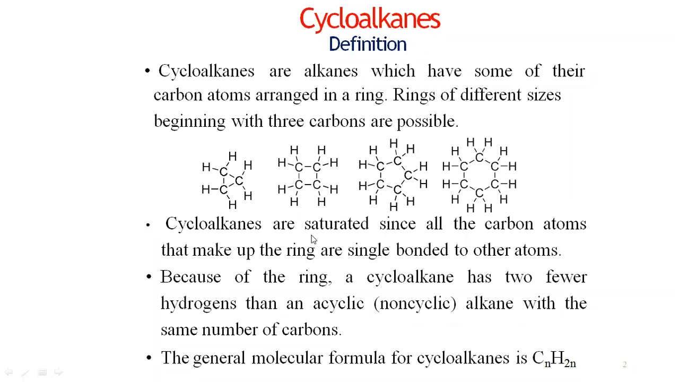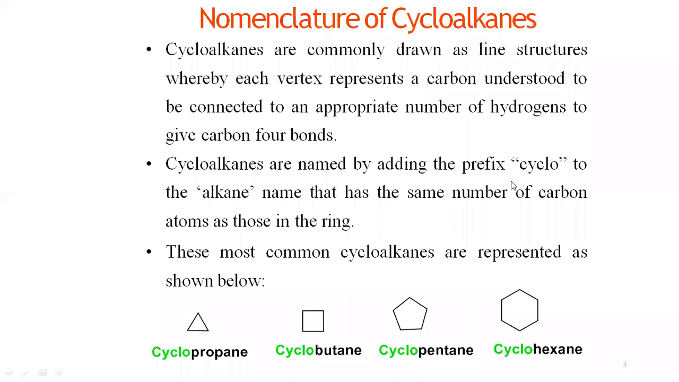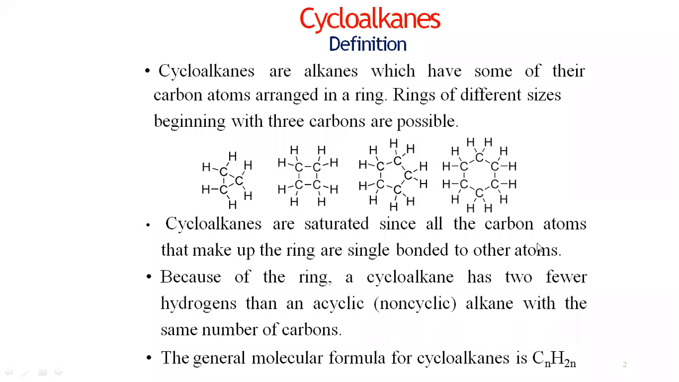So what are these? These are basically saturated. See, the carbon-carbon atoms join with each other with the help of saturated bonds, single bonds. All the carbon atoms that make up the ring are single bonded to other atoms. In case of cycloalkanes, individual carbon atoms join with each other with the help of carbon-carbon single bonds.